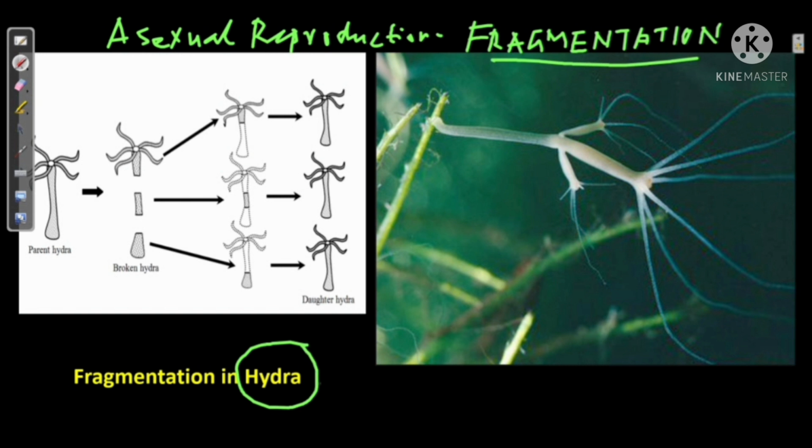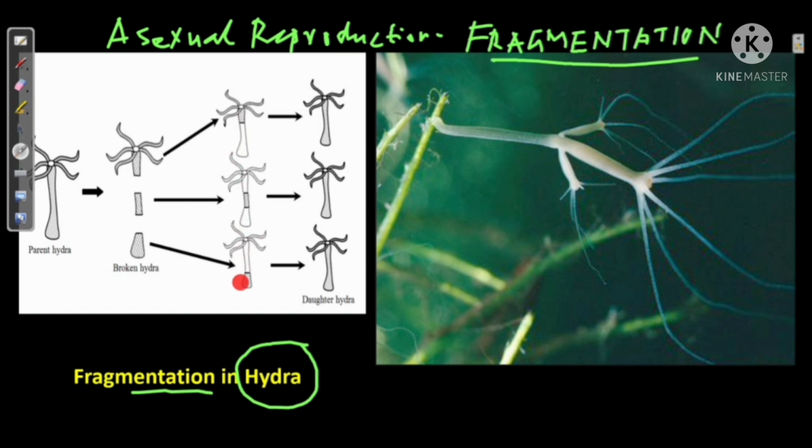And already earlier we have studied that Hydra reproduces through budding. Yes, this is another way Hydra reproduces, that is through fragmentation. Like we learned about Spirogyra in 10th class, here we are learning about Hydra. If the parent Hydra gets broken down into pieces like this, each piece will, over time, get regenerated.